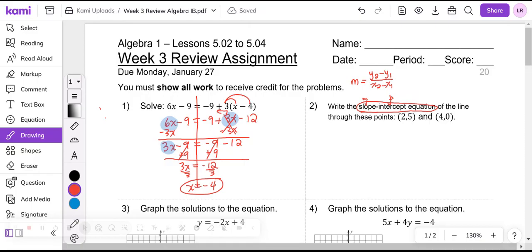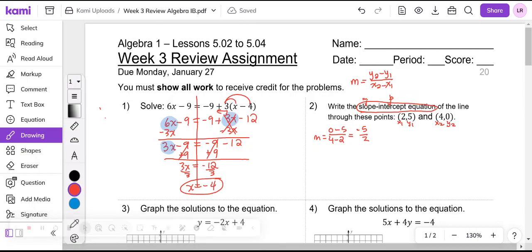So that is our slope equation: y2 minus y1 over x2 minus x1. So I like to label my points and then plug the numbers in. So we would have 0 minus 5, that is y2 minus y1, over 4 minus 2, that's the x2 minus x1. And that's going to give me -5 over 2. So I got my slope. My slope is -5 over 2.